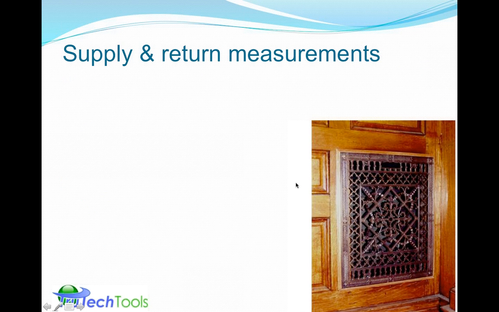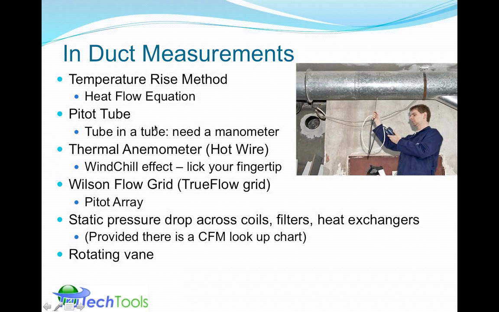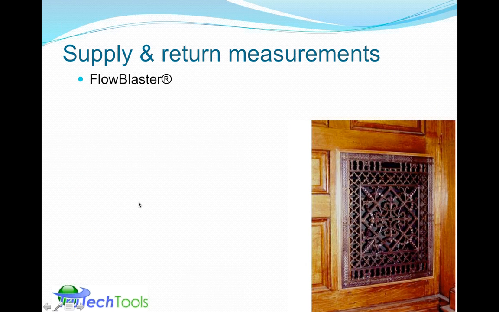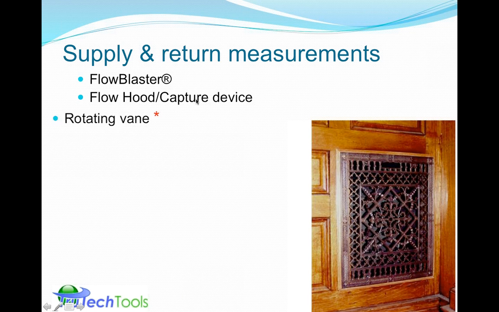For supplies and returns, let's break it down again another level. There's the flow blaster, which is a pressure compensated flow hood. These are pretty much in order of cost or complexity. For the supply and return measurement, coming down from the highest level, the ultimate, the flow blaster, which is a pressure compensated flow hood, or a basic flow hood or capture device, not pressure compensated, but still grabbing the air and channeling it through a funnel.